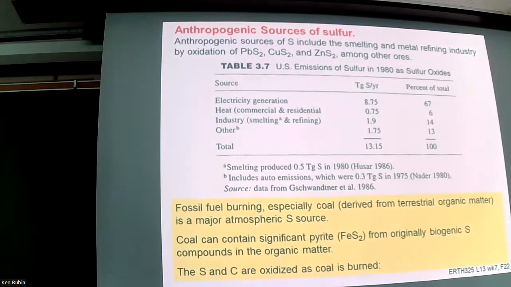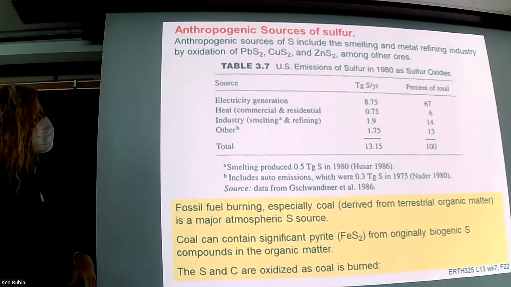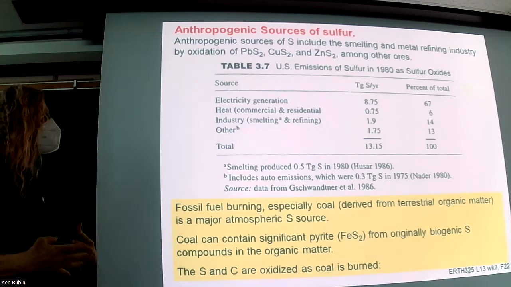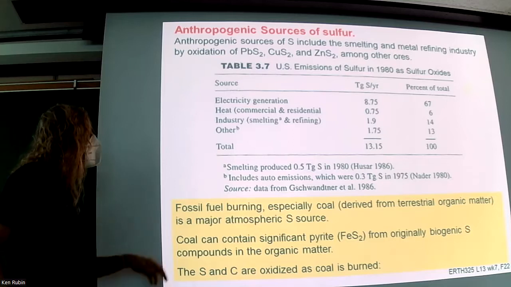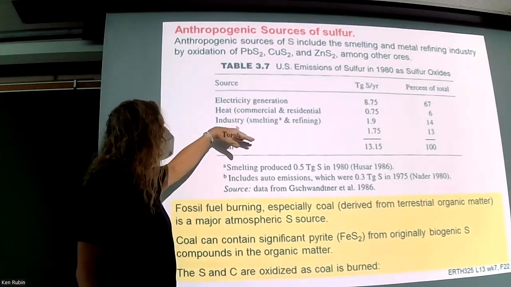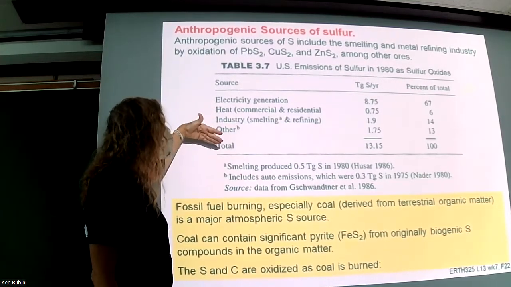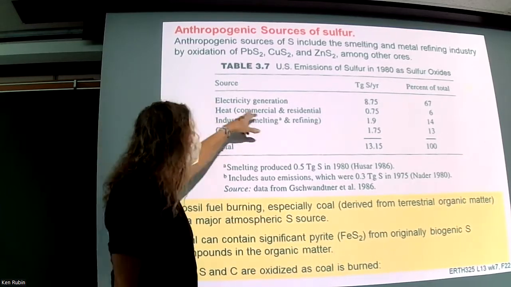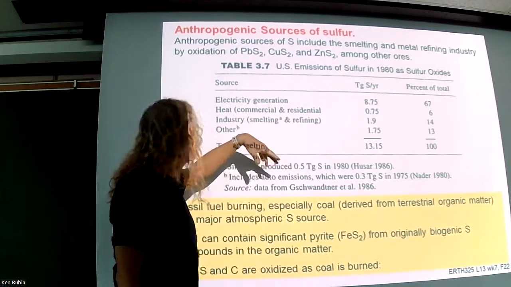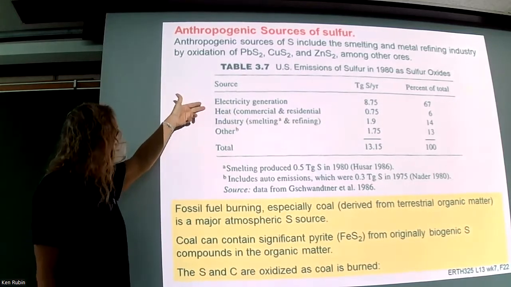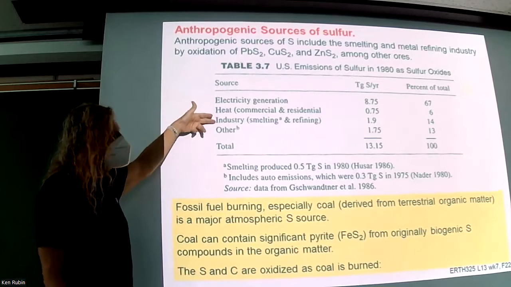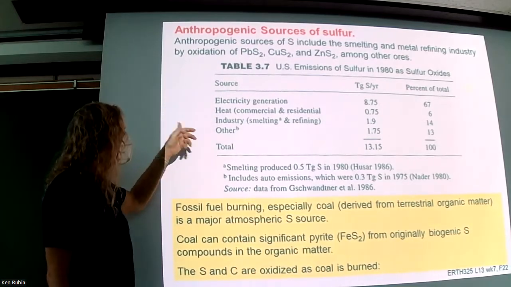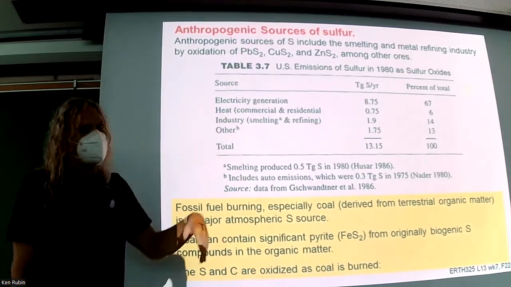Okay, and so that is a thing. Nevertheless, all that stuff is small compared to human activities that put sulfur into the atmosphere. And this is a table, kind of an old table, but it gives you just a basic breakdown of how much sulfur comes into the atmosphere. And these are in teragrams of sulfur per year from generating of electricity, from heating, from industry, and from other sources. And you can see that the vast majority of it is electricity generation.